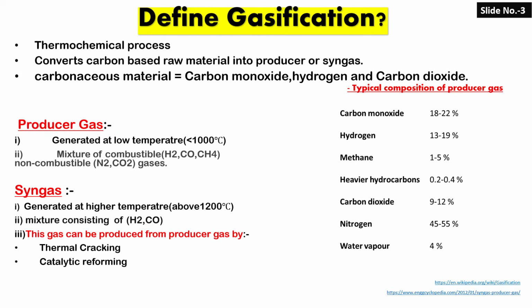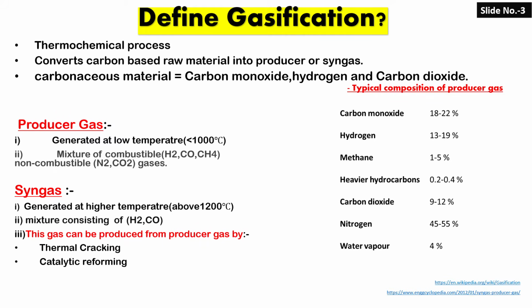What is gasification? It is the thermochemical process that converts carbon-based raw material into producer gas. It converts fossil fuel-based carbonaceous material into carbon monoxide, hydrogen, and carbon dioxide. This is achieved by reacting the material at higher temperature with a controlled amount of oxygen and steam.